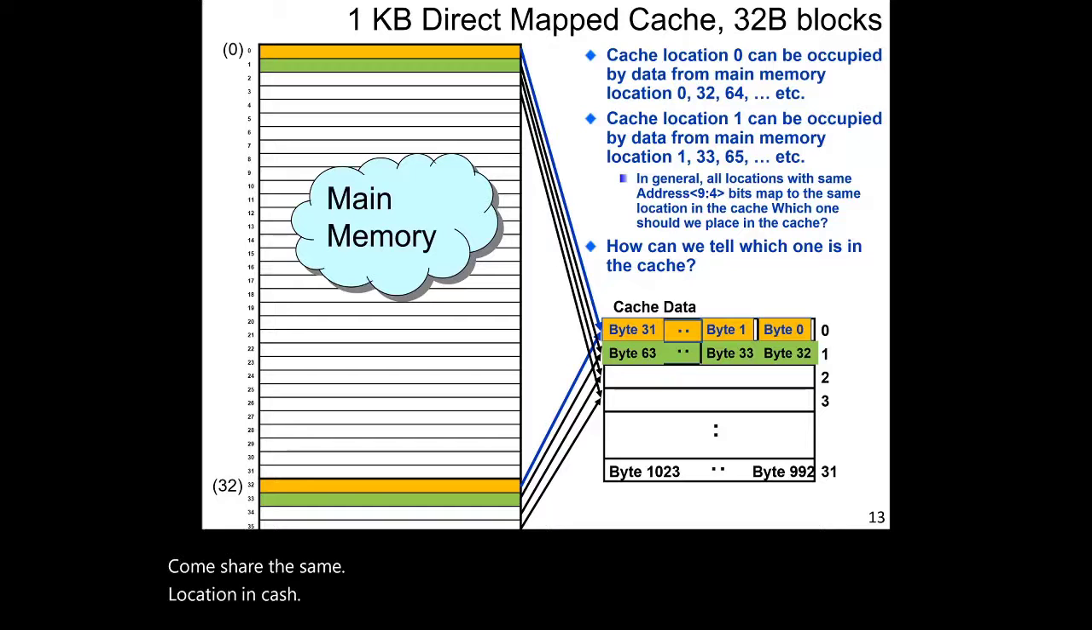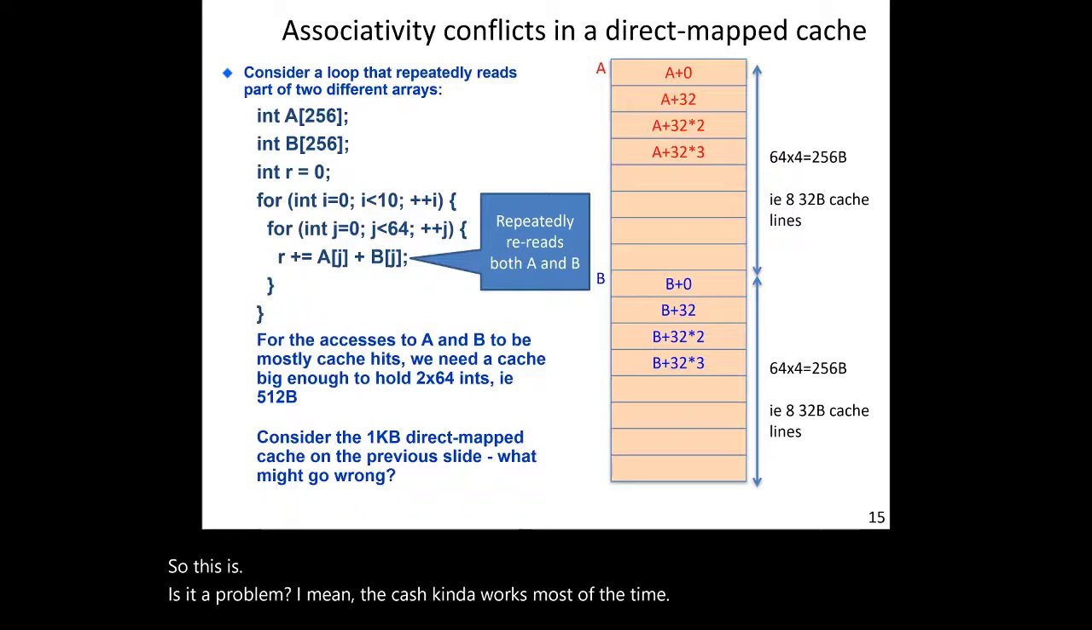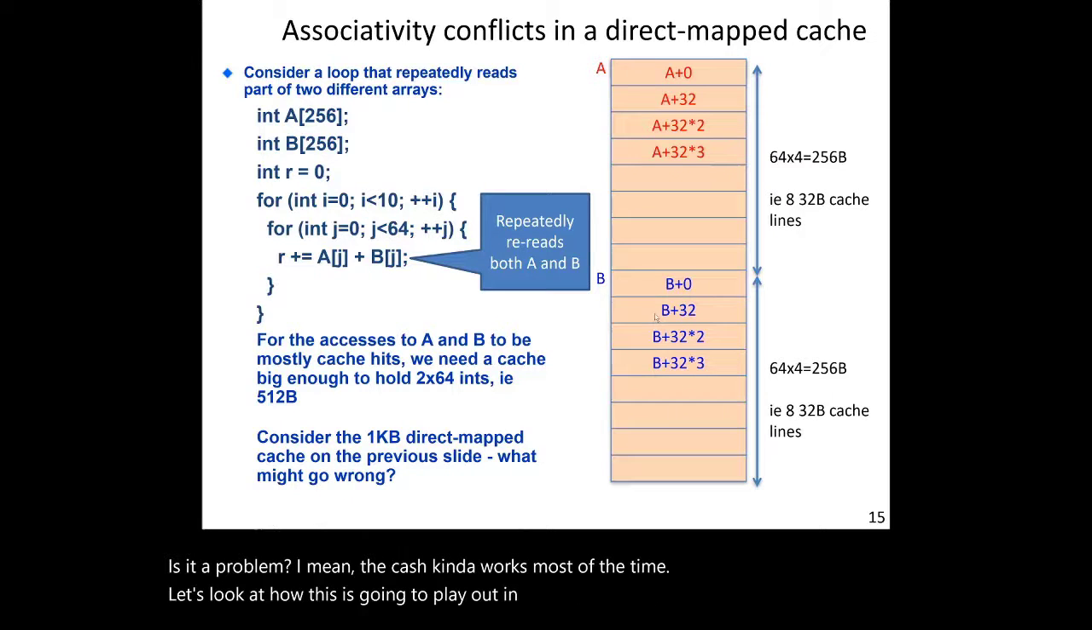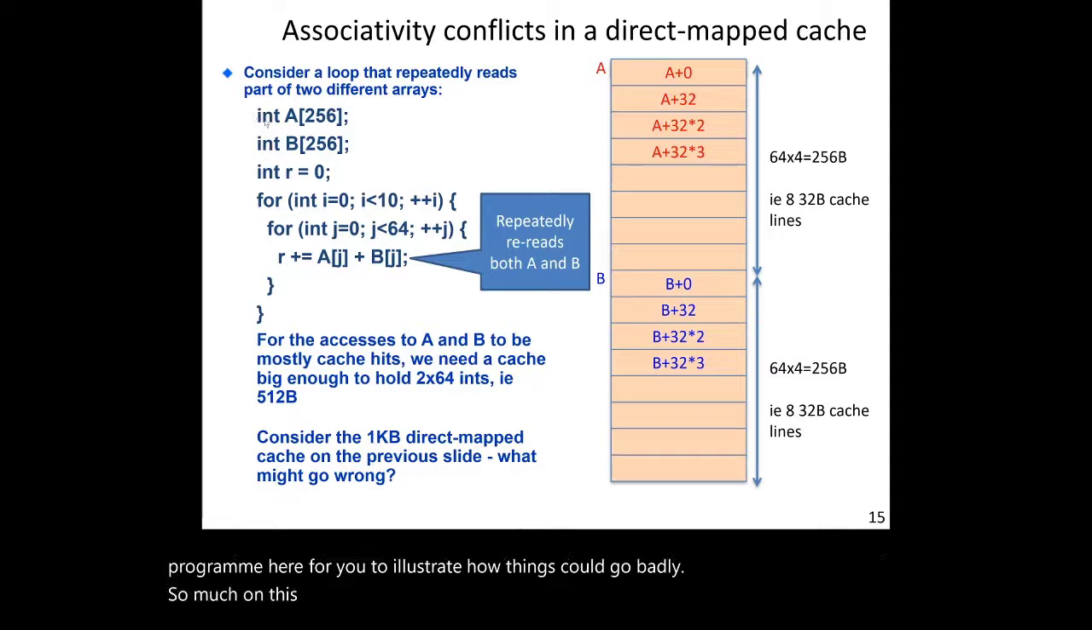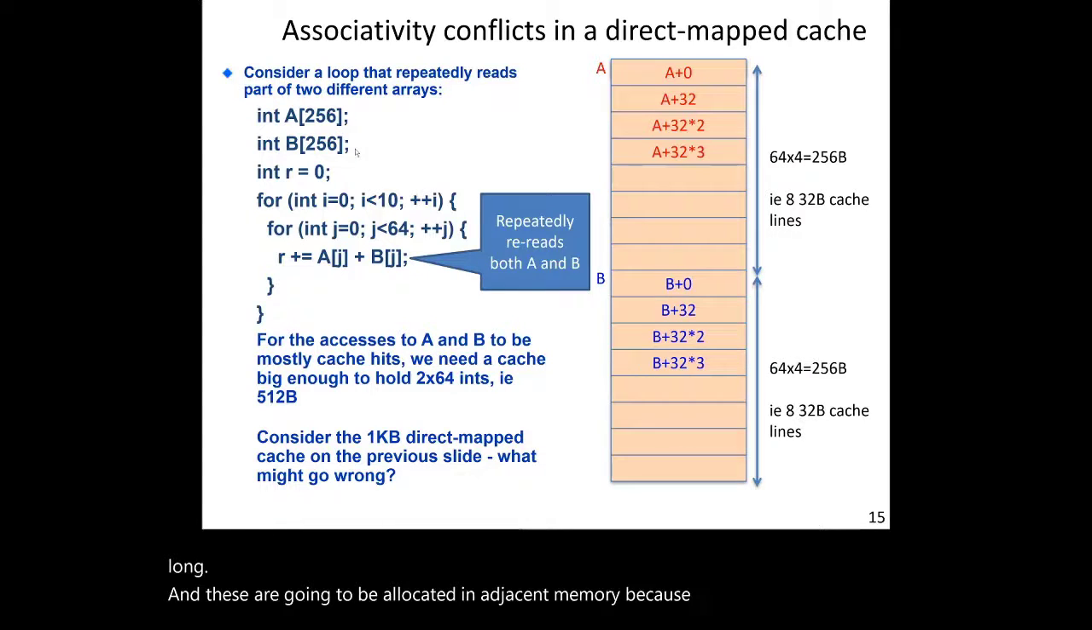So is this a problem? I mean, the cache kind of works most of the time. Let's look at how this is going to play out in a particular program. And I've constructed a program here for you to illustrate how things could go badly. So imagine this little program that allocates 2 arrays, A and B, and they're each 256 ints long. And these are going to be allocated in adjacent memory, because that's what a compiler like a C compiler will do.